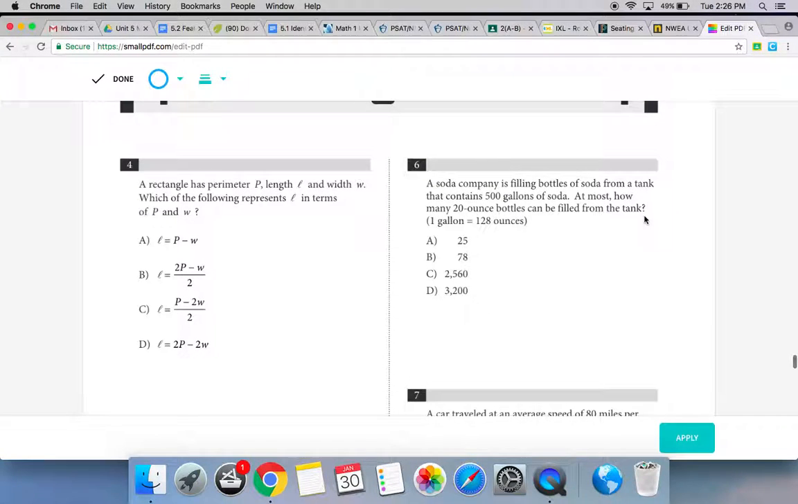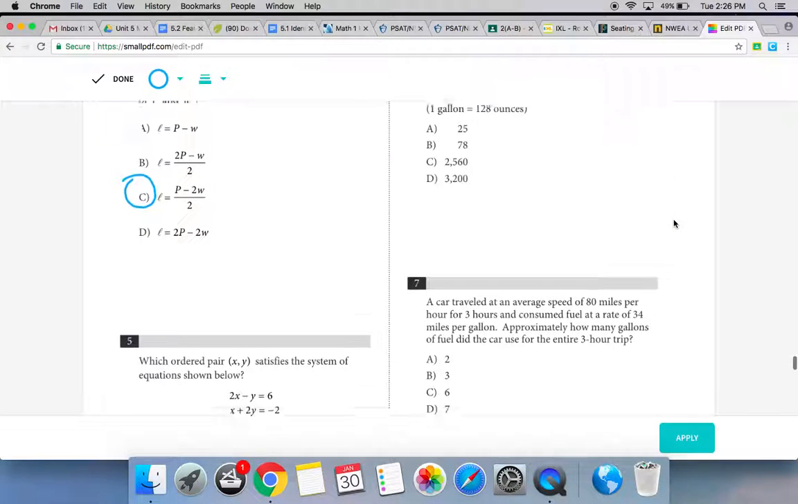Let's go to question 4. The answer for question 4 was letter C. Work it out and make sure that you get C as your answer.